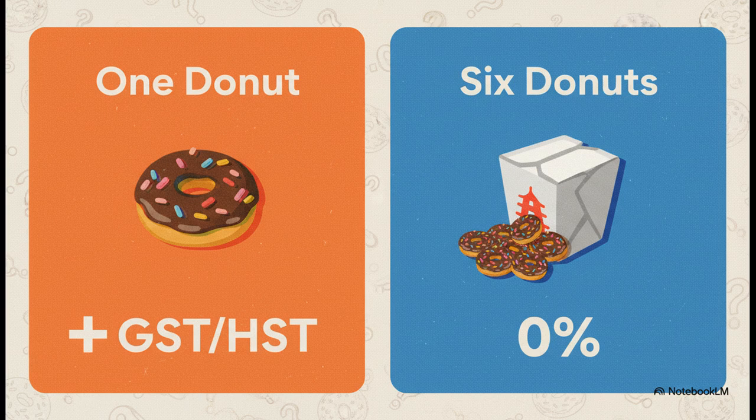If you go buy just one donut, the law sees that as a ready-to-eat snack. It's a taxable supply, so you pay GST. But if you buy a pack of 6 or more donuts, all of a sudden, the law changes its mind. It reclassifies them as basic groceries, and the sale becomes zero-rated. Same donut, totally different tax result. It just goes to show how specific and detailed these rules can be.